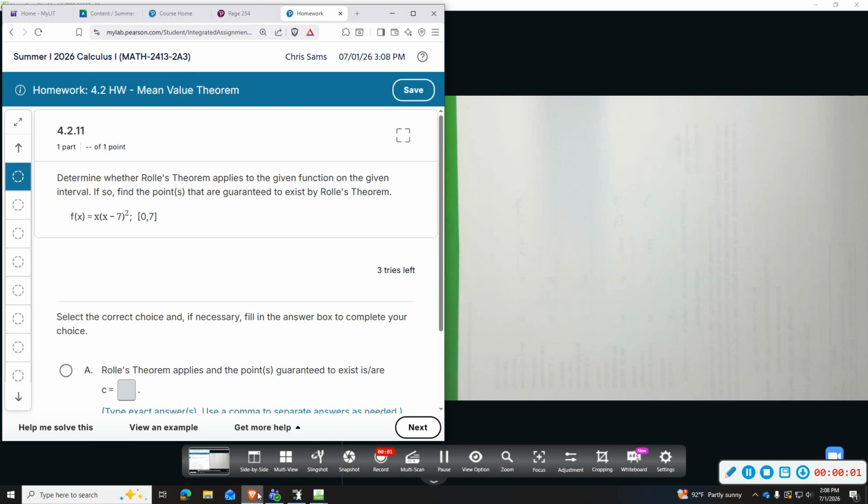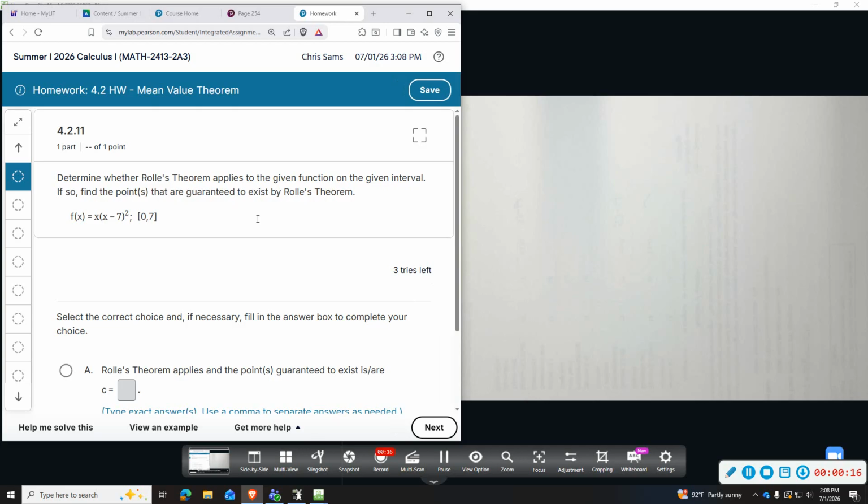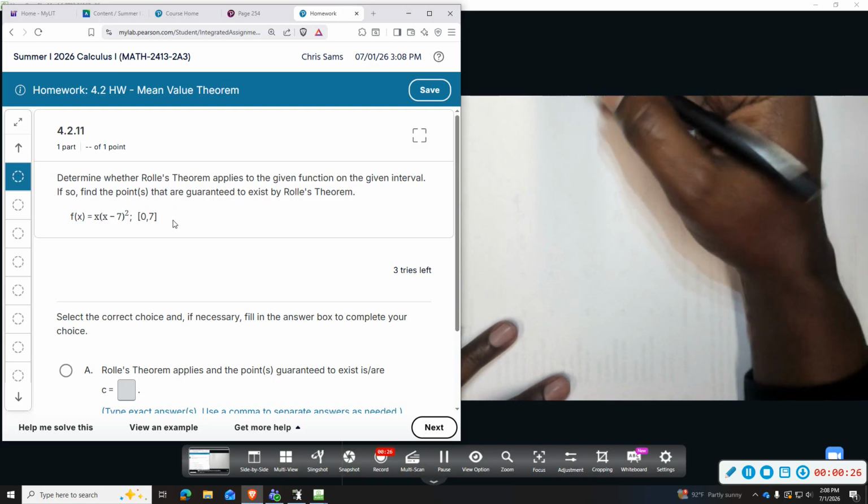All right, question number 3. It wants us to determine whether Rolle's theorem applies to the given function on the interval, and if so, we're going to find the points that are guaranteed to exist by Rolle's theorem. Okay, so we're going from some point A to some point B. We're going to plug in and make sure those two y values are the same.